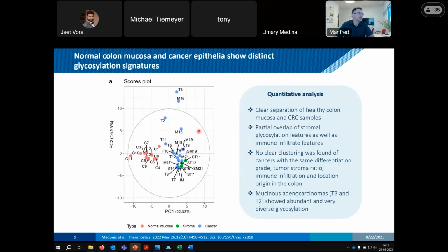So we did a number of patients, and we did then this PCA analysis, unsupervised data analysis. And there we see the normal mucosa samples, all of them clustering. And then the cancerous samples were also clustering here in blue.